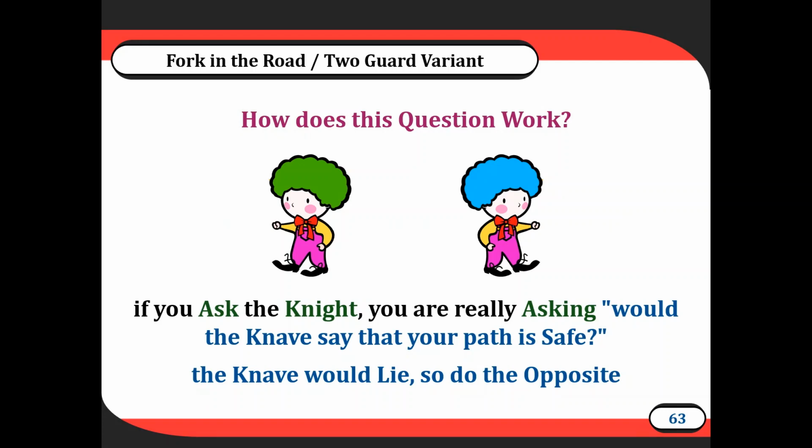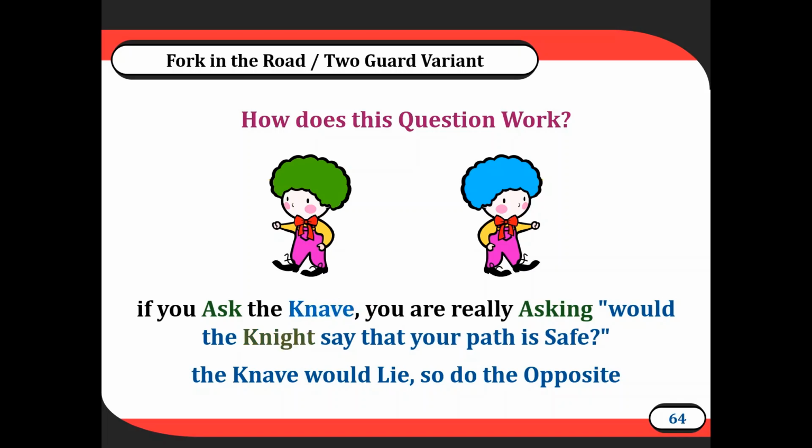How does this question work? So if we ask the knight, we're really asking, would the knave say that your path is safe? Since the knave would lie, we would do the opposite. So the knight's going to tell the truth. So if we ask, would the knave say that your path is safe, the knight is going to say no, he would not say that. So then we would take the path.